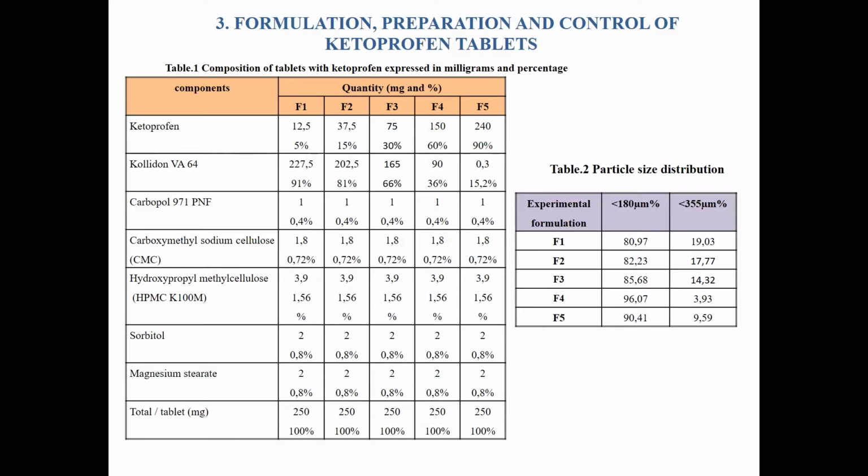The composition for each formula is presented in Table 1. For each formula, we use ketoprofen, kollidon, carbopol, sodium carboxymethyl cellulose, hydroxypropyl methyl cellulose, sorbitol, and magnesium stearate. We use different quantities of ketoprofen and kollidon. For the rest of the polymers, like carbopol, sodium carboxymethyl cellulose, hydroxypropyl methyl cellulose, sorbitol, and magnesium stearate, the quantity is the same for each formula.